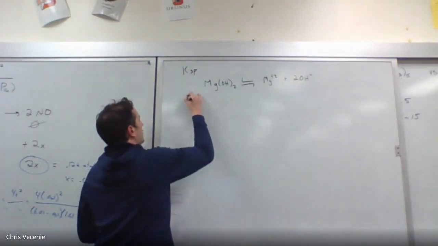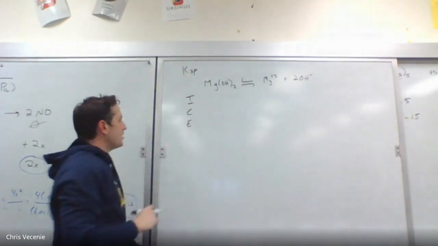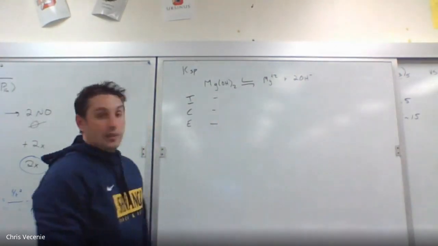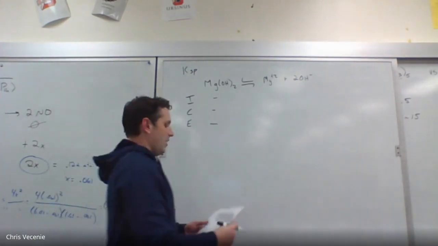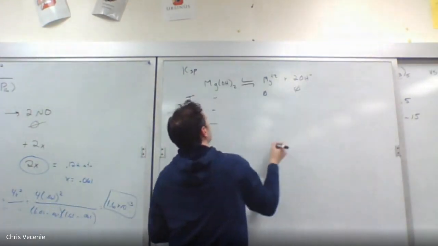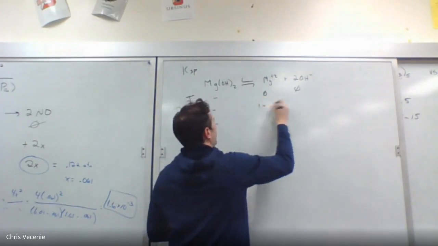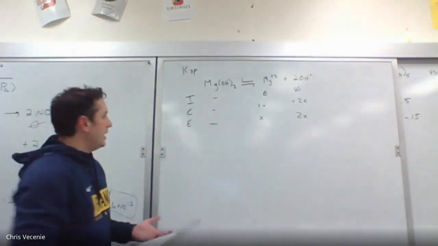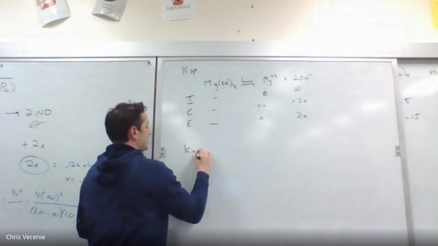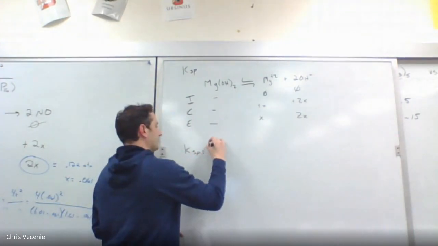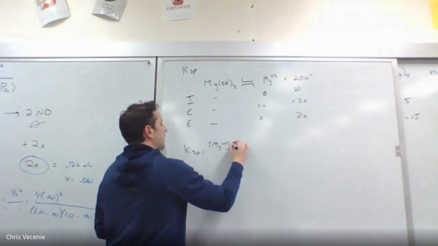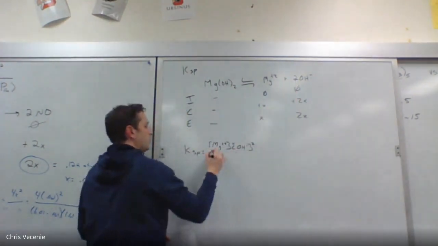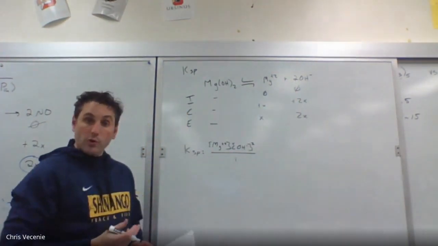Just like all these, if I see a K expression, there's a really good chance I'm going to do an ICE table. In these Ksp ones, remember, the solid's always dashed out because we don't list pure solids. We don't have any of the ions initially, which means we'll be shifting to the right. So we're looking at plus X, plus 2X, and then X and 2X here. Then we plug into our K expression. Our Ksp would be the concentration of Mg2+ times the concentration of OH- squared, because of the coefficient of 2, all over 1, because we wouldn't list the pure solid.